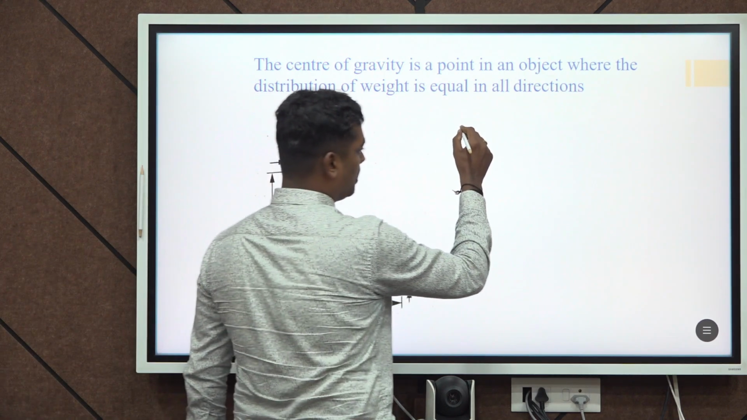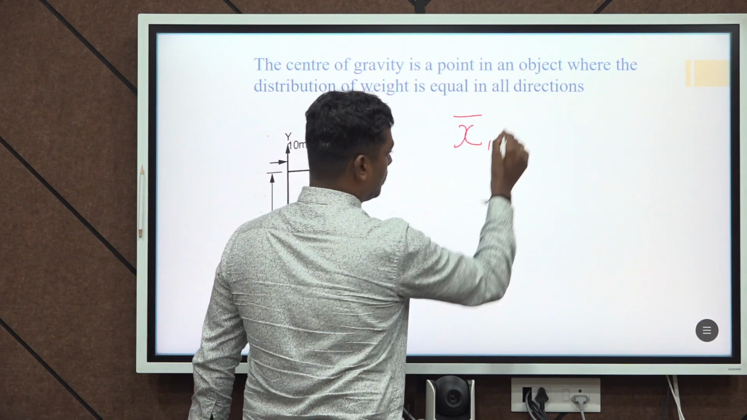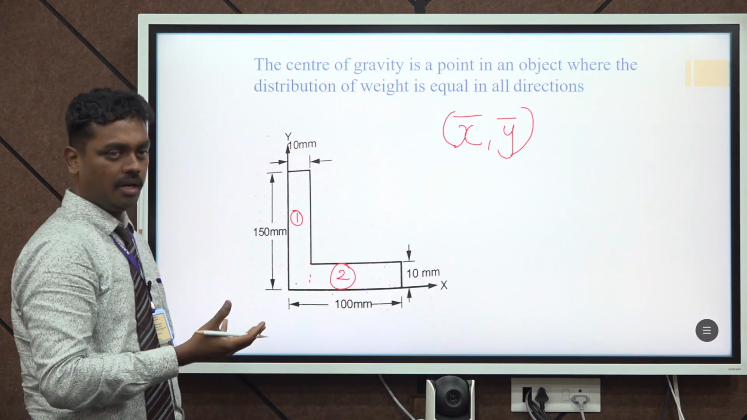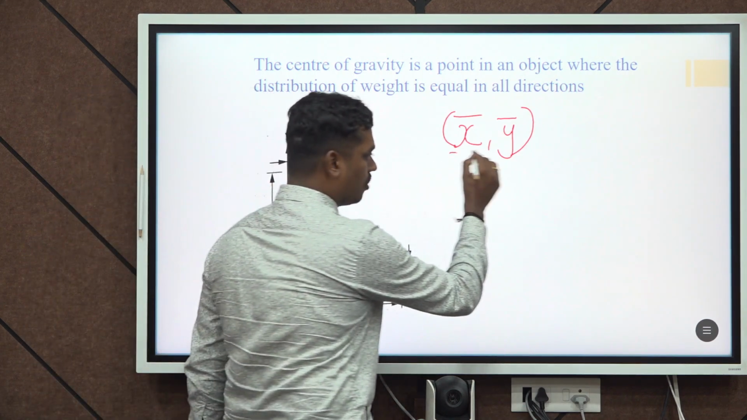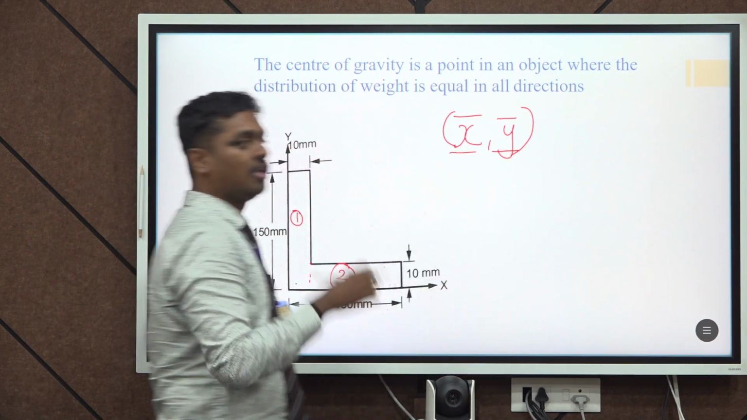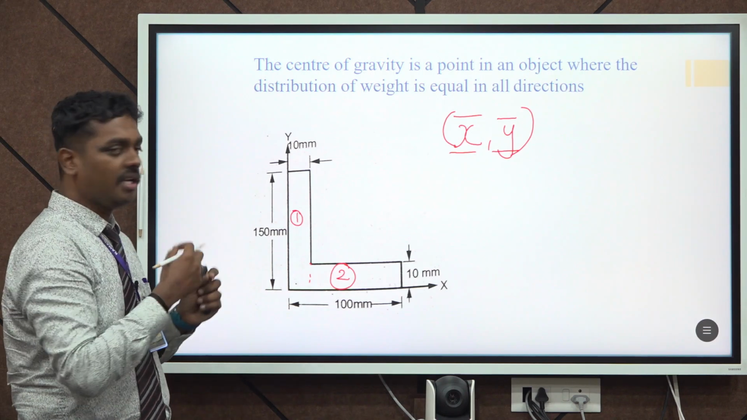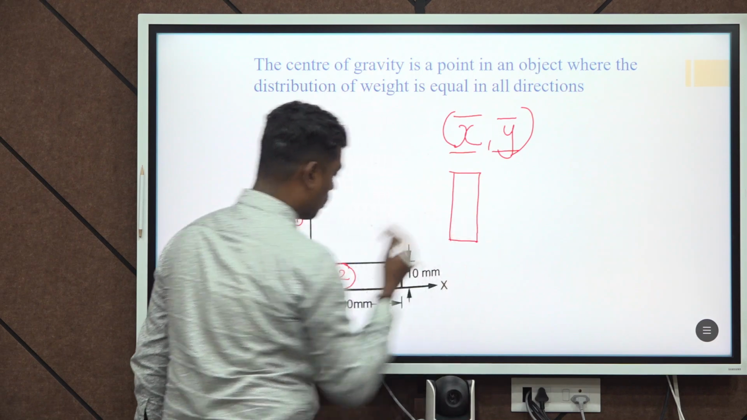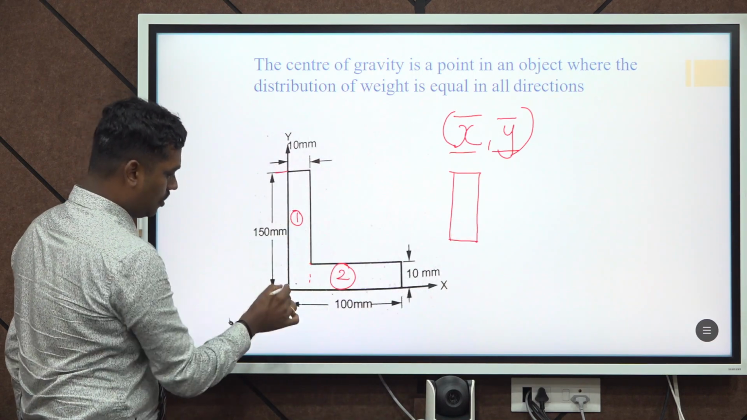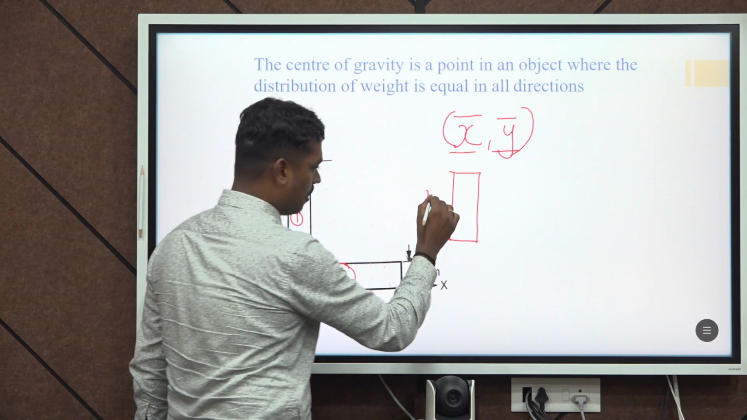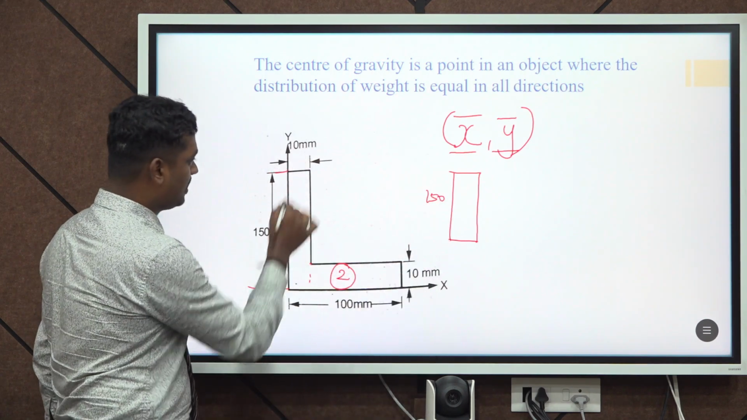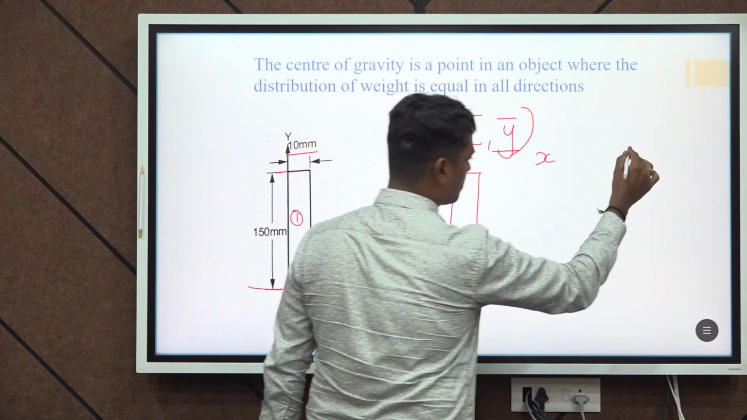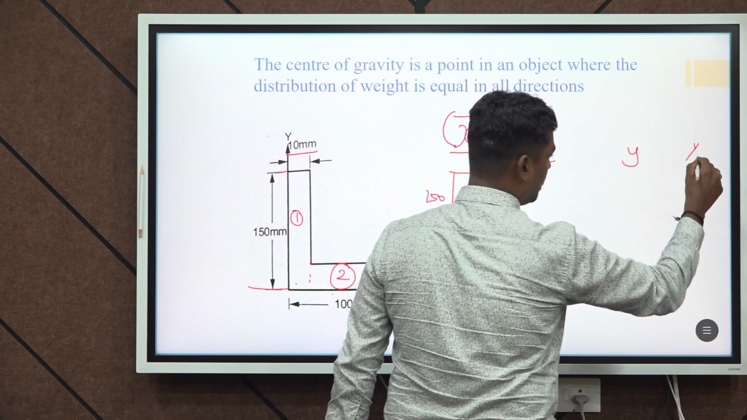We are going to find out the location of the center of gravity. It is a point for which we have to find the x coordinate as well as the y coordinate, where the total weight will be assumed to be concentrated. Here there are two different sections. For section number 1, from here to here the height is 150 mm, whereas this length is 10 mm. I am going to find out the value of x as well as y. In addition to that, we need to find out the area.